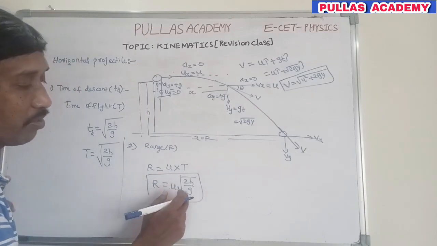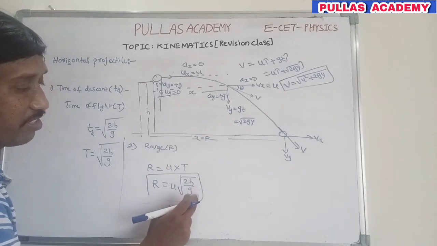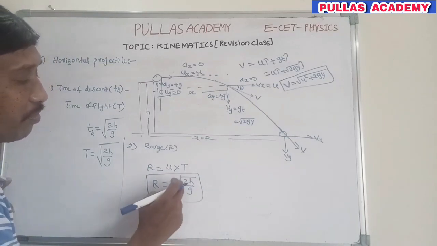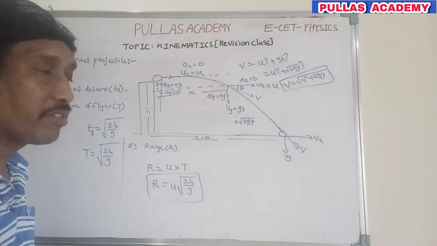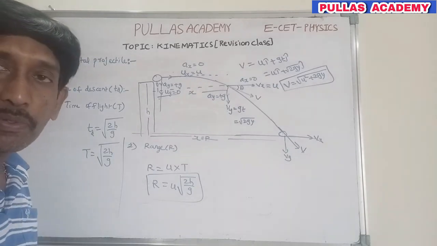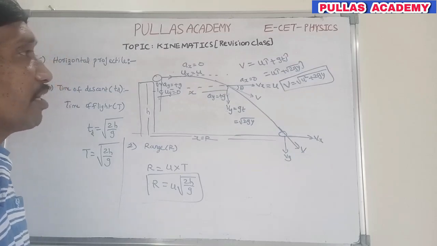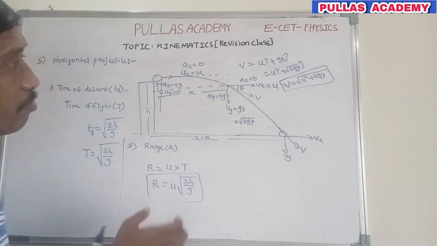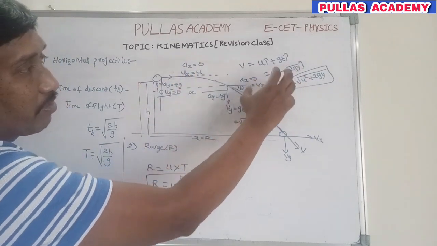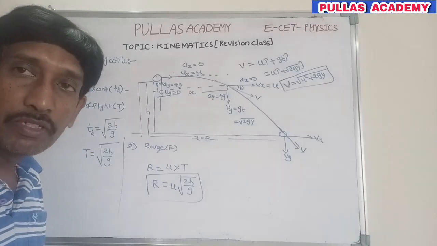Range formula: u into the square root of 2h by g. Here h is height, g is acceleration due to gravity, u is the velocity. If you know these, substitute and you get the range. So these are the parameters related to the horizontal projectile. Now, for oblique projectile, we have discussed the parameters. Here also I have explained, sometimes they ask based on this expression, some velocity equation. Okay, clear?